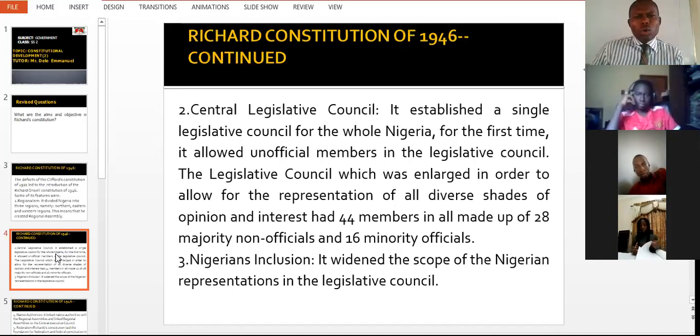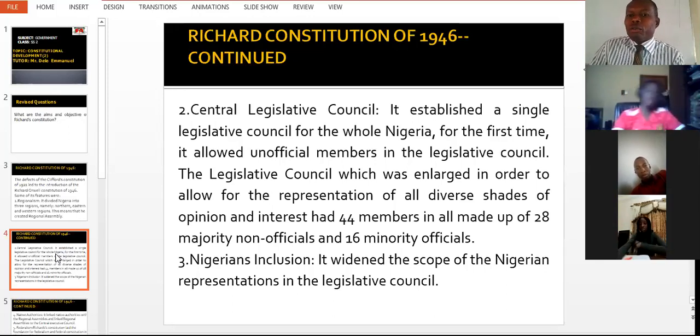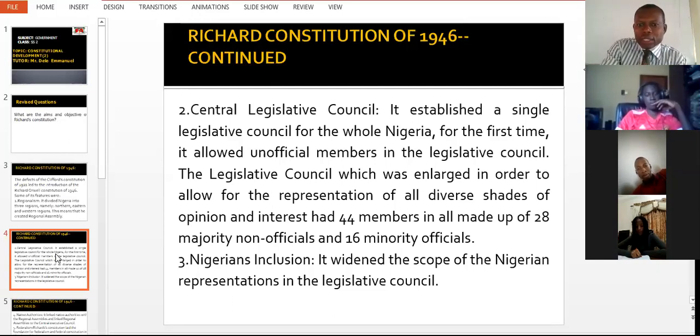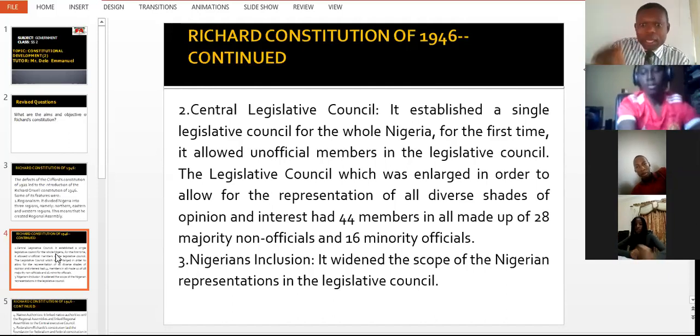In Clifford, the legislative members were 46. Even where they were 46, we had 4 Nigerians and 42 whites. But here you can see something different: the members of the legislative council are 44.